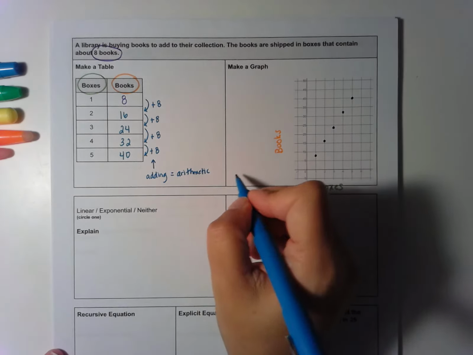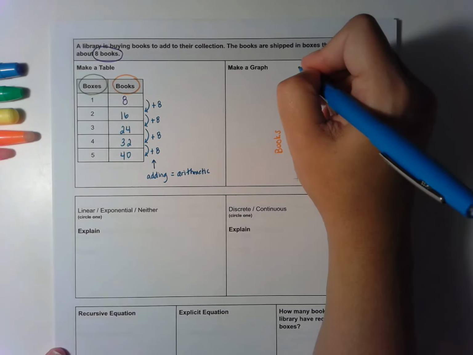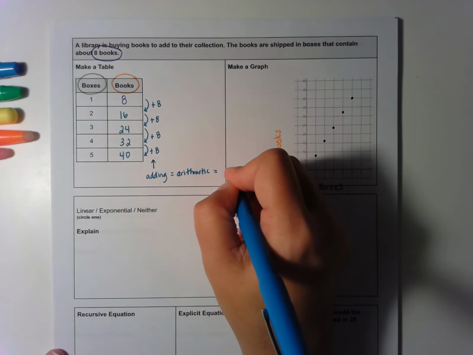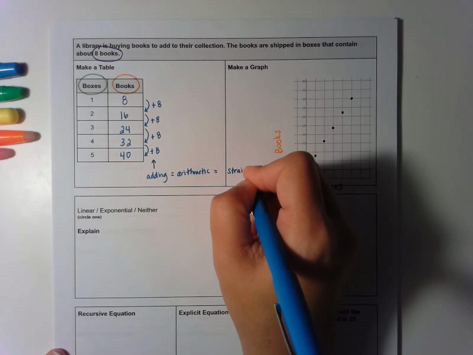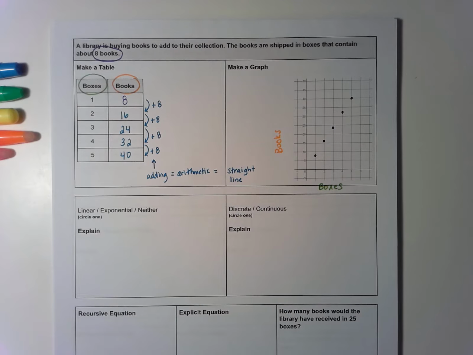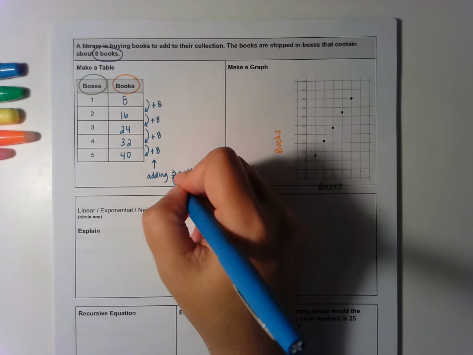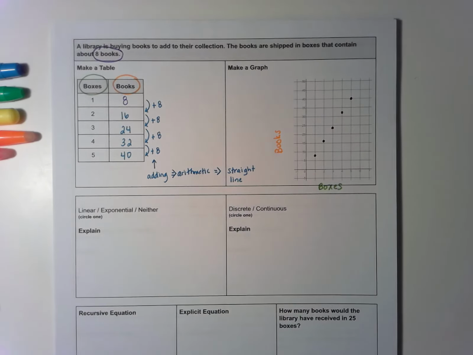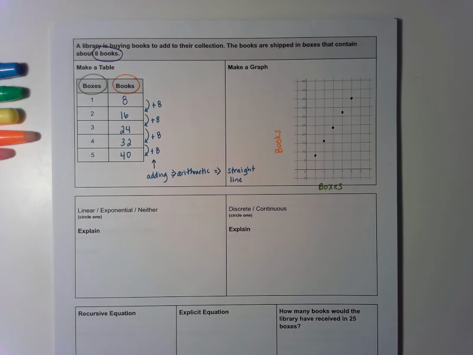And our graph is a straight line, which makes sense because if we have an arithmetic sequence, our graph should be a straight line. So these things are all connected. And let's say, for example, you had an adding pattern, but when you graphed it, you ended up with a curve, then that would tell you that something went wrong because an adding pattern should always give you a straight line.